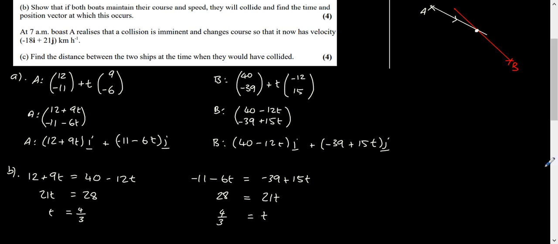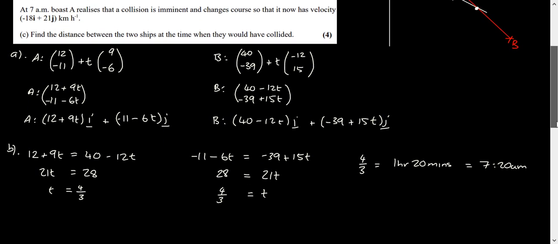Now we need to write the time that they are colliding. So 4/3 is 1 1/3, which is 1 hour and 20 minutes because it's t hours. And then that means they collide at 7:20 a.m. because t in the question is given as the time after 6 a.m.